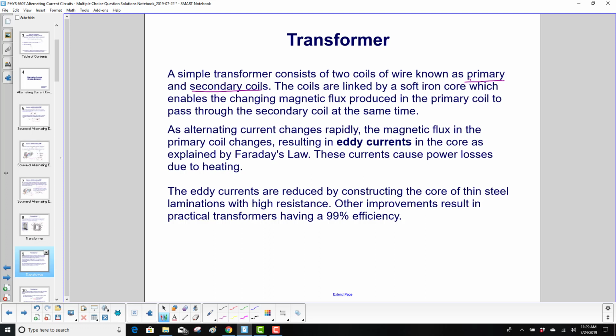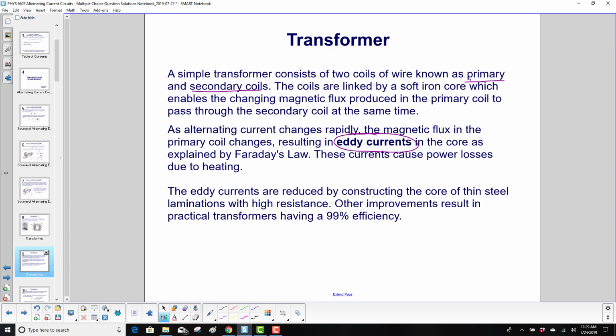An alternating current changes rapidly. The magnetic flux in the primary coil changes very rapidly also, which will result in eddy currents in the core as explained by Faraday's law. These currents cause power losses due to heating. That's not good. So they're engineered away by constructing the core of thin steel laminations, just thin pieces of steel with a very high resistance.